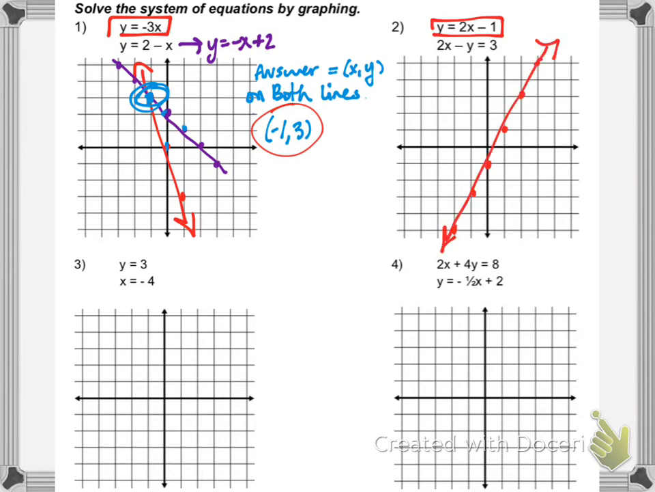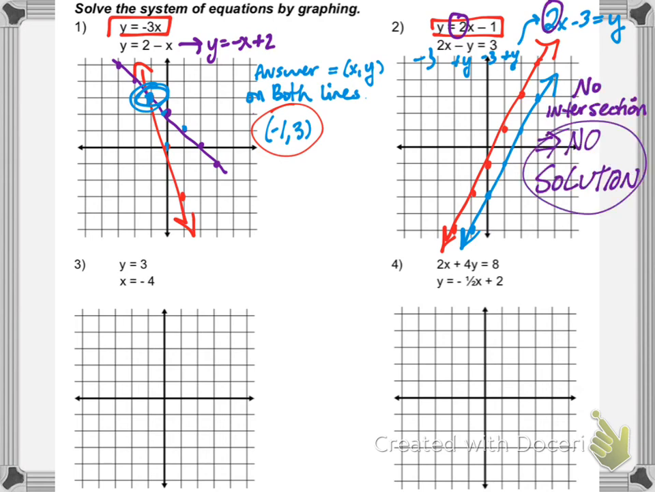If I go to the next one, graph that, and then I convert the other one to slope-intercept form. I'm going to add y to both sides and subtract 3 from both sides. Gives me this, and when I graph that, I find that they're parallel, and you see that they have the same slope, so you know that they'll never hit, so that is no solution.